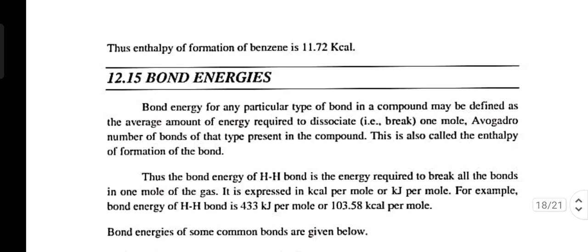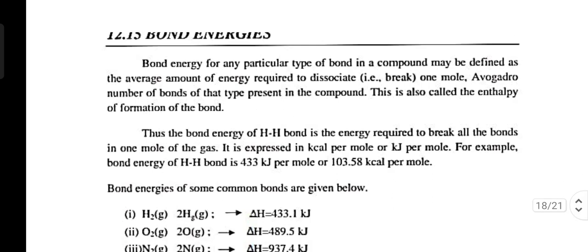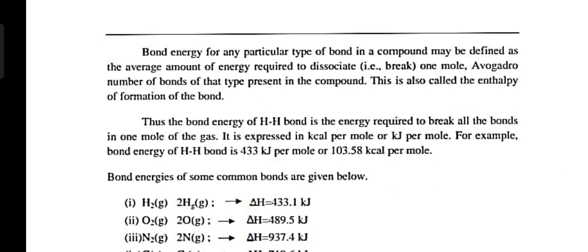Bond energy. Bond energy for any particular type of bond in a compound may be defined as the average amount of energy required to dissociate 1 mole, Avogadro number, of bonds of that type in a compound. This is also called the enthalpy of formation of a bond. Thus, the bond energy is the energy required to break all bonds in 1 mole of a gas. It is expressed in kilocalorie per mole or kilojoule per mole. For example, bond energy of hydrogen bond is 433 kilojoule per mole or 103.58 kilocalorie per mole. Bond energies of some common bonds are given below.